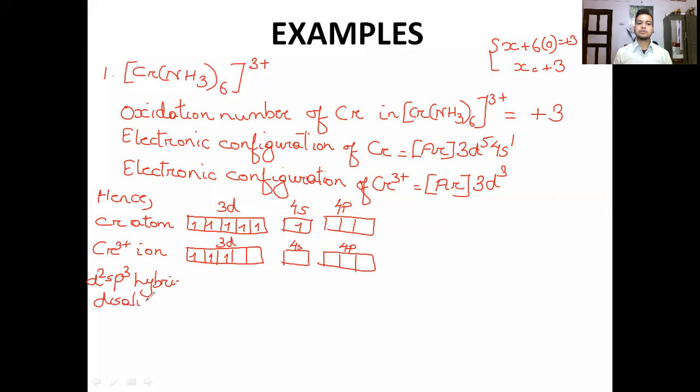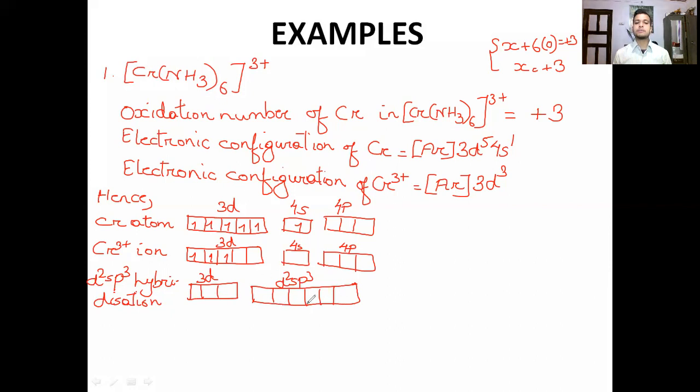Okay, so it will undergo d2sp3 hybridization. Basically it is mixing, so your 3d will remain 3d. This will not change, but the others will mix and give you a set of 6 orbitals. This will remain 3d, no doubt, but the others will combine to give you d2sp3. Now we have this hybrid orbital.